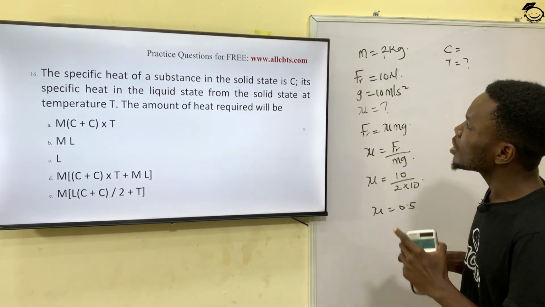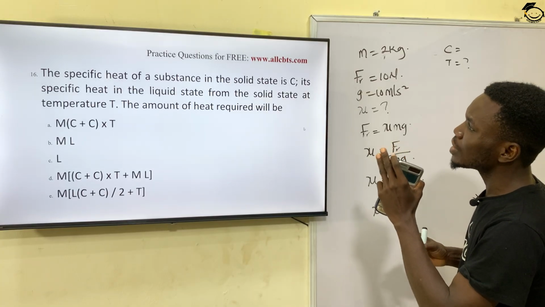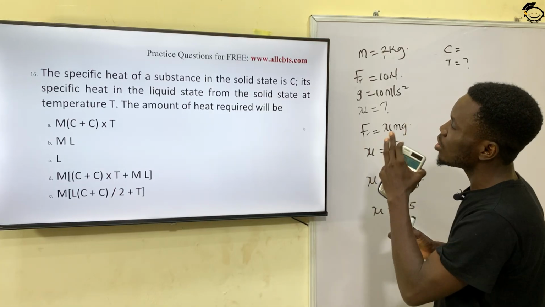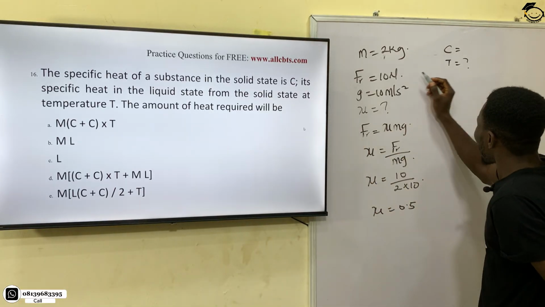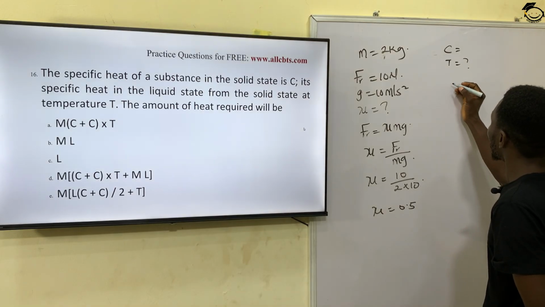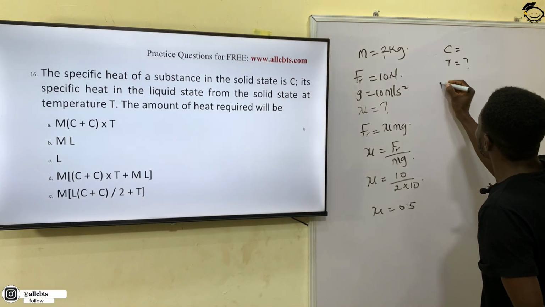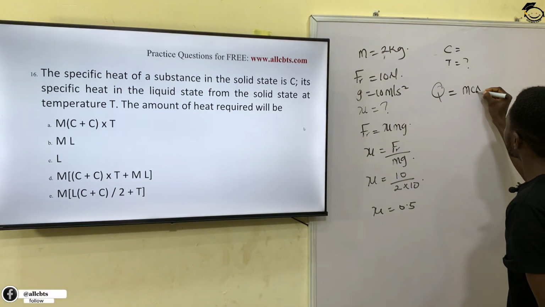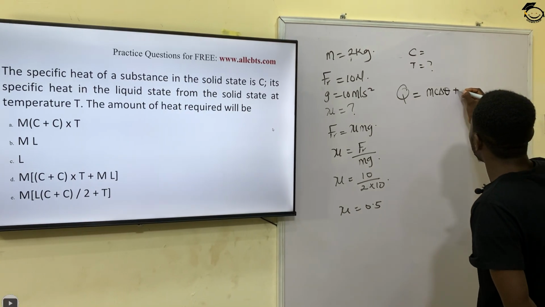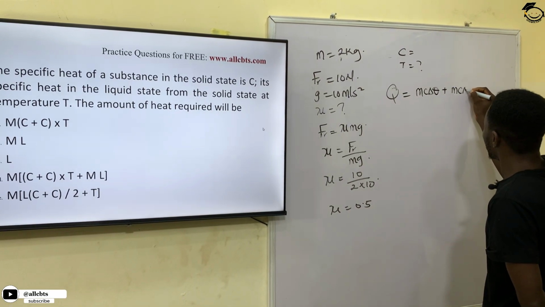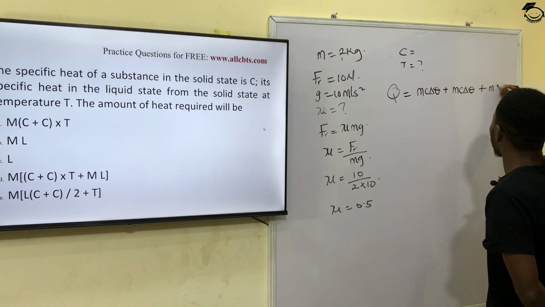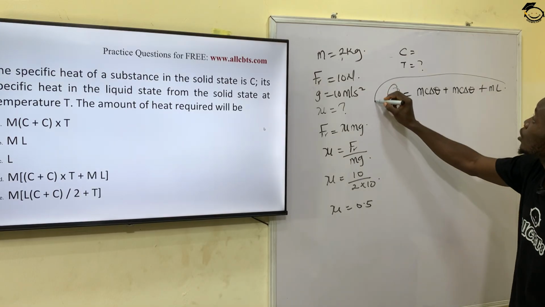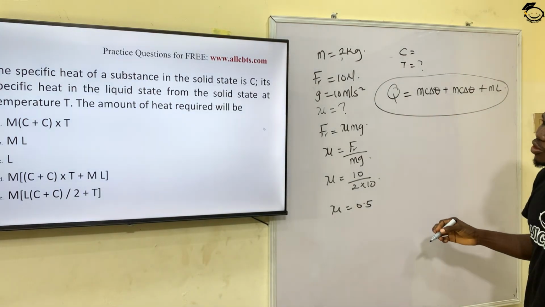Latent heat. But in this question, they told us that this particular substance has a specific heat. So it has a specific heat capacity at the solid state. Which means that I'm converting this particular substance from the solid state. So my total quantity of heat here is going to be the specific heat capacity of the solid plus the specific heat capacity of the liquid plus the specific latent heat of the liquid. So here I'm having the total amount of heat that will be required to convert it.